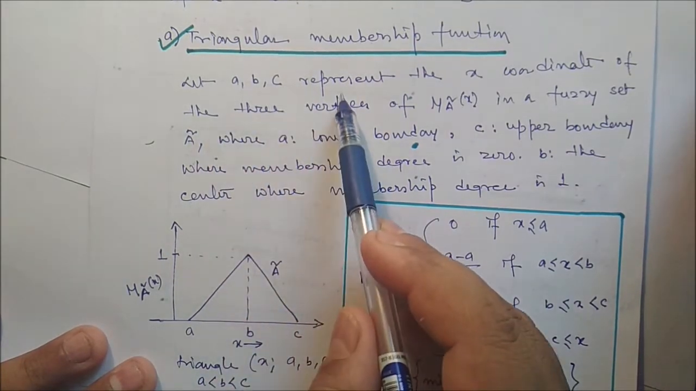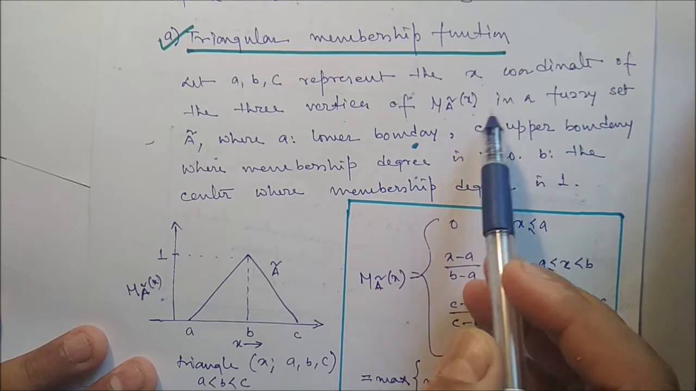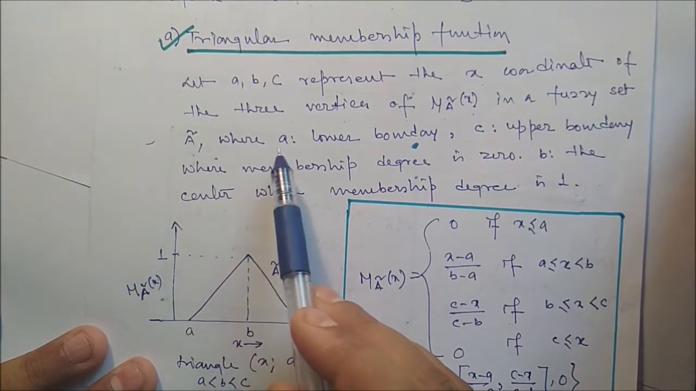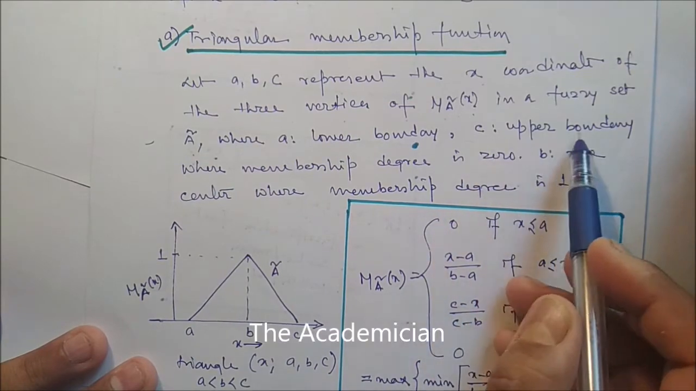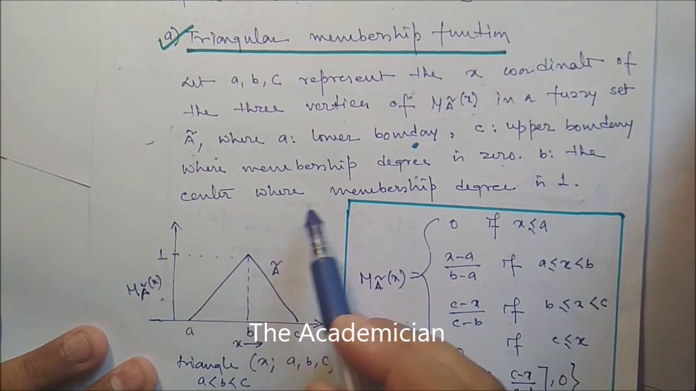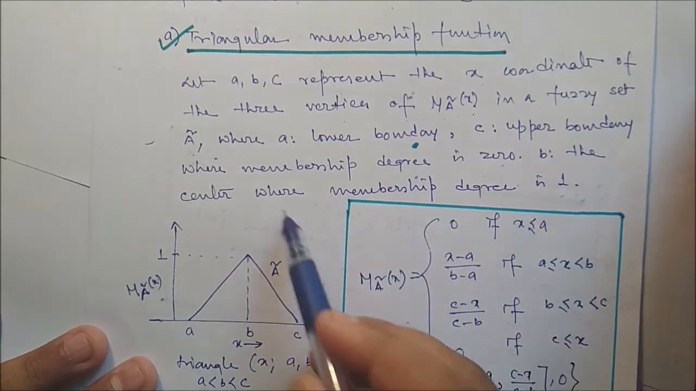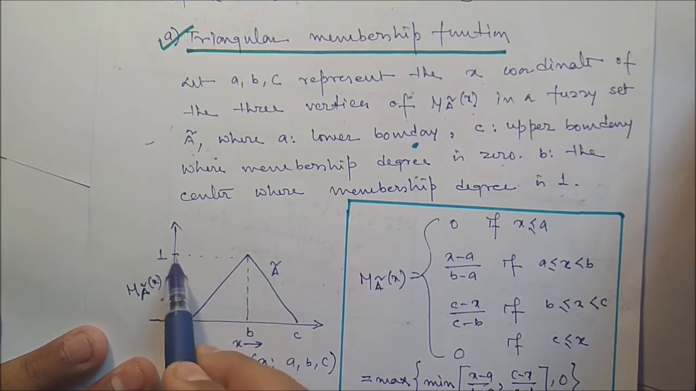Let a, b, c represent the x coordinates of the three vertices of μA(x) in a fuzzy set A, where a is the lower boundary, c is the upper boundary where membership degree is 0, and b is the center where membership degree is 1. This is our triangular membership function, and the membership value goes from 0 to 1.